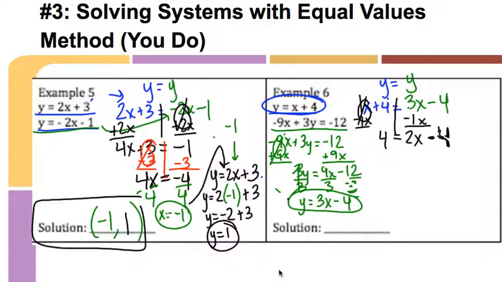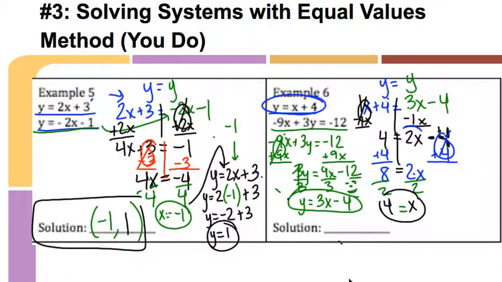Now I've got the 2x here, so what would be nice is if I could get rid of this negative 4. So how do I do that? I do the opposite. I add 4 here. So that's 8 equals 2x. That's 2 multiplied by x, so I use the inverse operation, which is division. And now x is equal to 4.